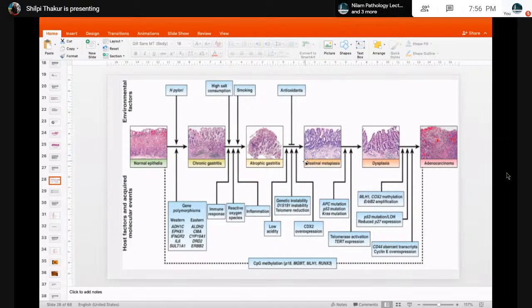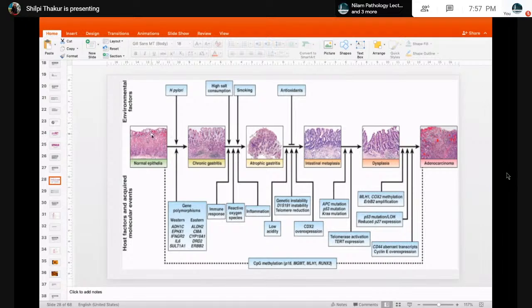Now, if antioxidants are not there, and the conditions of low acidity, CDX2 overexpression, and genetic instability are present, all these will lead on to intestinal metaplasia. And if intestinal metaplasia is combined with the APC mutation, P53 mutation, KRAS mutation, or TERT expression, these are going to lead on to dysplasia. Dysplasia will ultimately go on to adenocarcinoma if the P53 mutation, MLH1, or these factors are present, and ultimately the adenocarcinoma will be the endpoint.